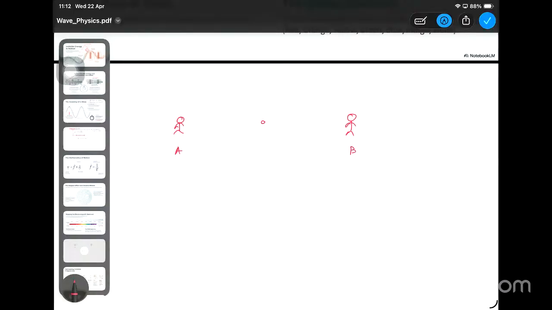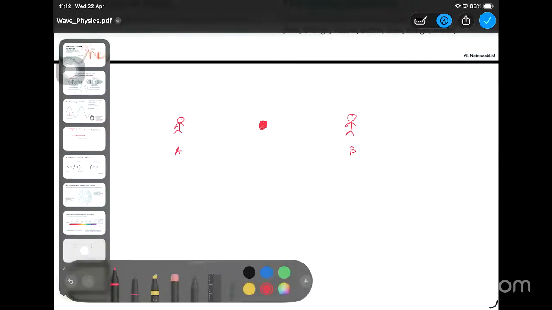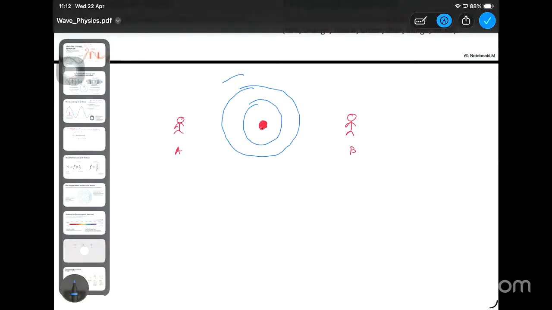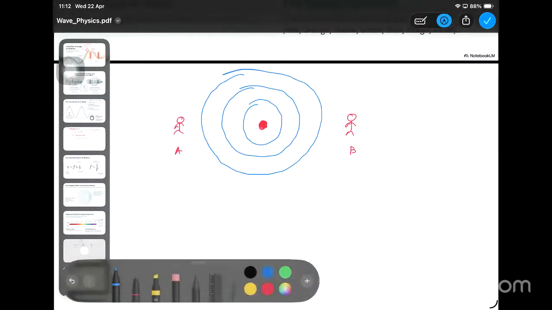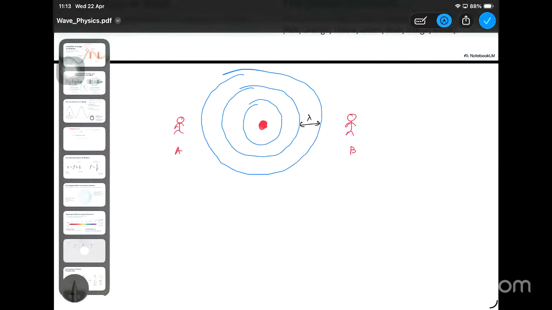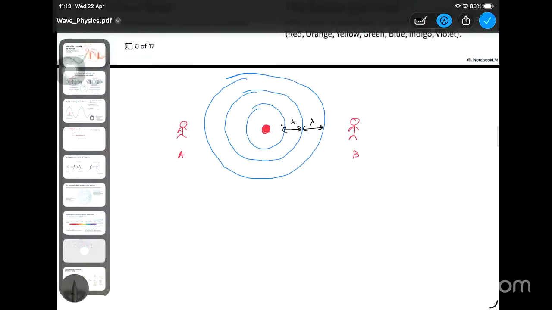So first you have the sound generator or the wave generator at this point. Which means the wave fronts we can draw. These are perfect circles. Wave fronts are like this. So which means here you will be having the same exact wavelength, right? You will be having the same exact wavelength here, right?